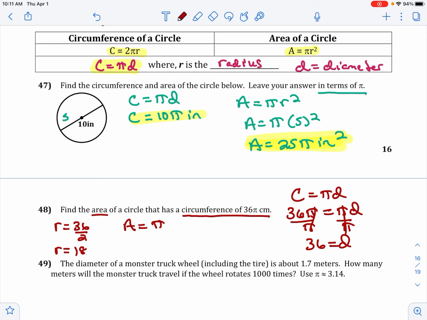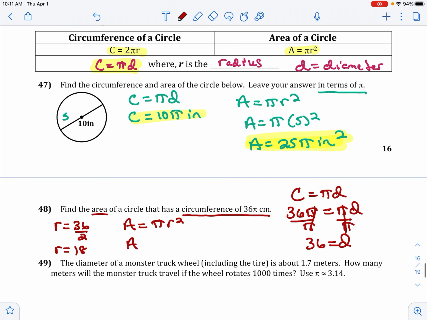18 is the radius. So now I can do area, which I know is pi radius squared, and plug in 18. So pi times 18 squared, and 18 squared is 324. So the area is 324 pi centimeters squared. Again, I left it in terms of pi. They didn't ask for that, but they did before, so if they don't say anything, let's go ahead and leave it in terms of pi.